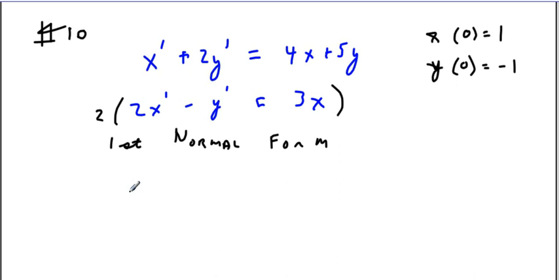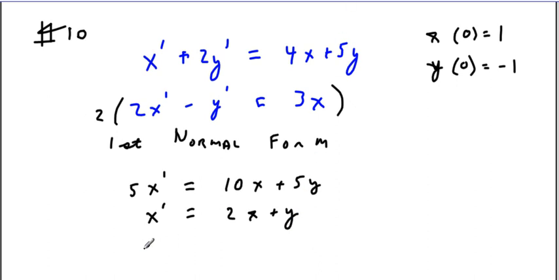And I'm going to get 5x prime is equal to 6, that makes it 10, 10x plus 5y. So I'm going to have an x prime is equal to 2x plus y.